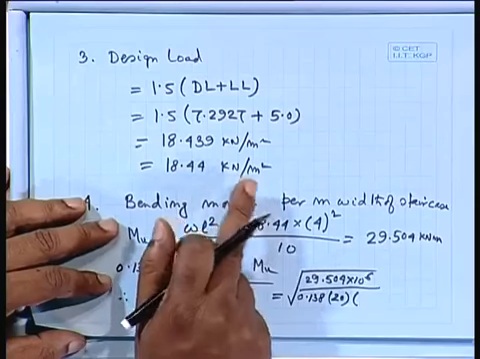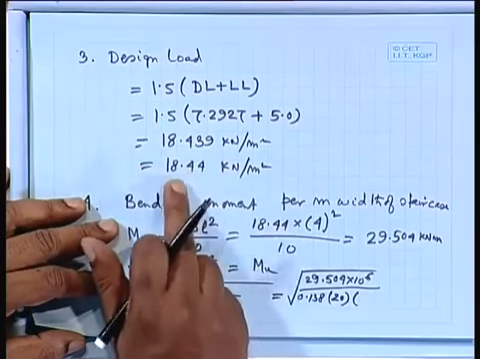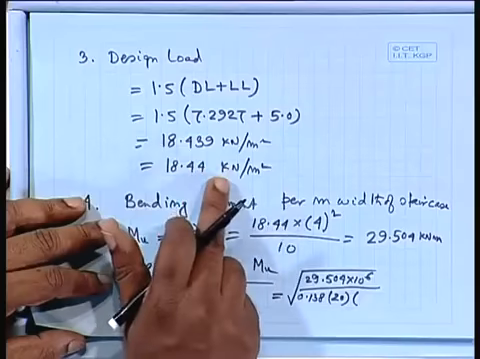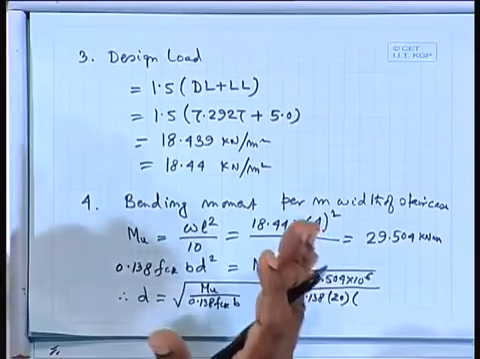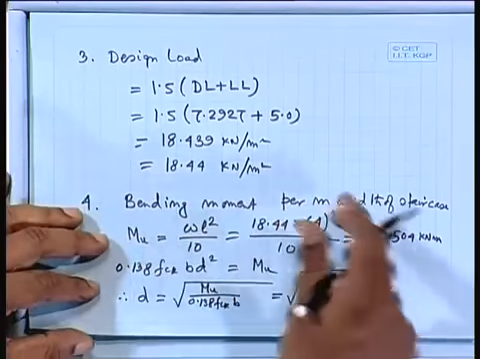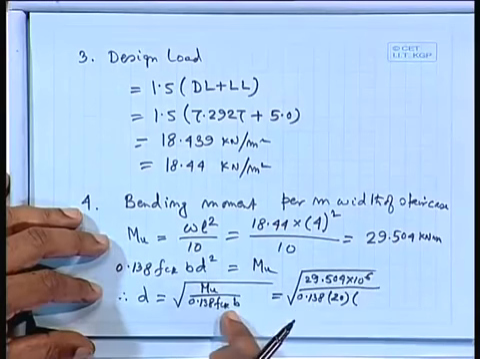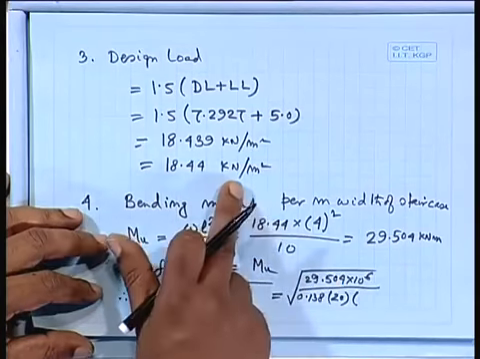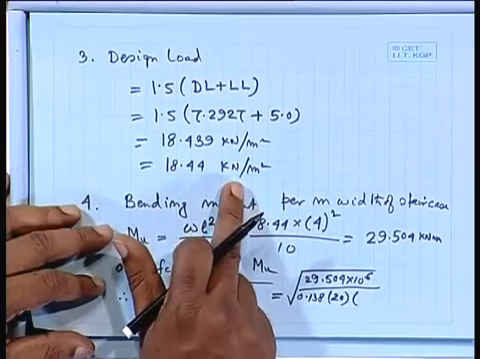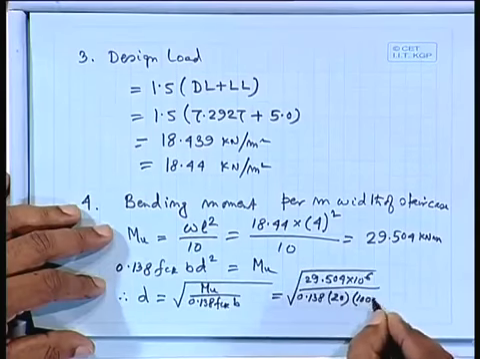One alternative could be that the same design load, 18.44, we can multiply by 1.5, the width of the staircase, then we can directly get it. Here we can write down b as 1500, but since till now I have taken 1 meter width, I have to specify here 1000.